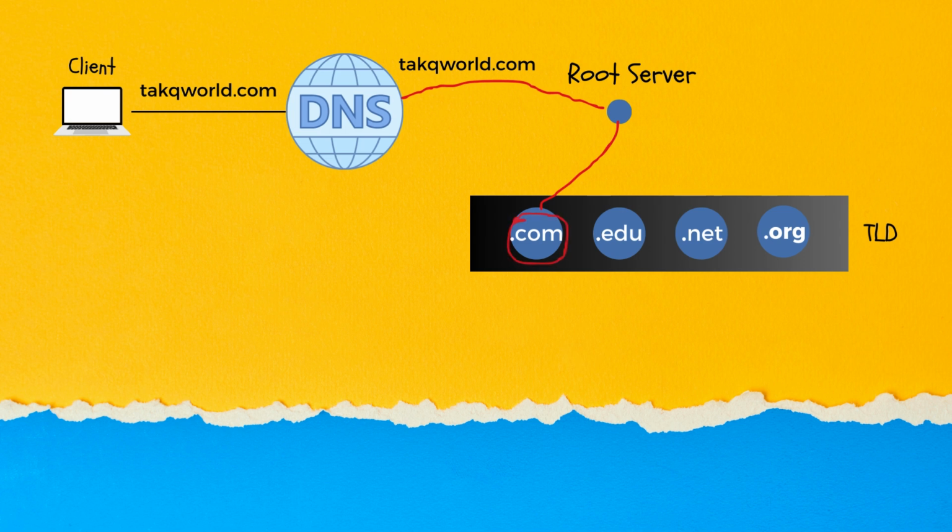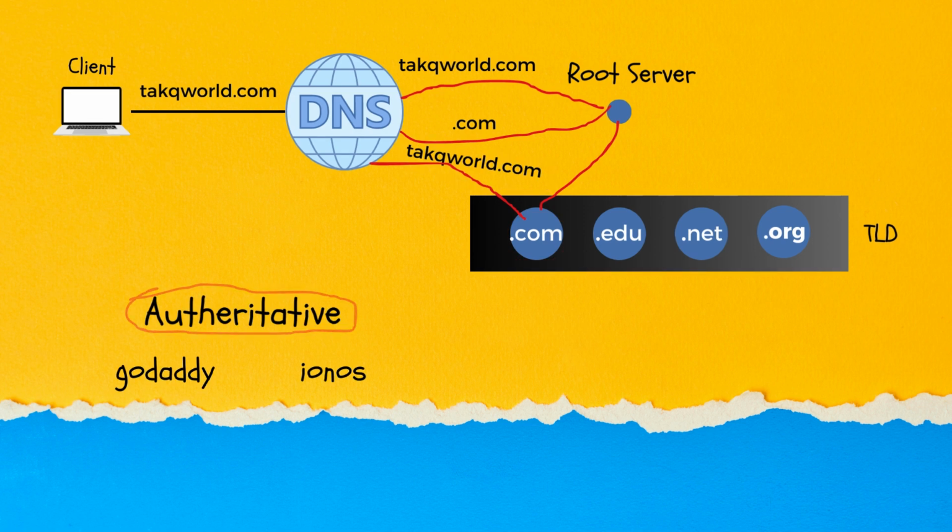The root server doesn't provide an IP address for the URL takqworld.com. Instead, it provides the IP address of the .com server to the DNS. The DNS then queries the .com TLD server and checks for the takqworld.com IP address. It will check for this URL who is the authoritative name server for this domain. Examples of authoritative name servers include those managed by GoDaddy and Ionos. These companies host DNS records for domains purchased from them, making the domain available online and ensuring it cannot be registered by anyone else while active.